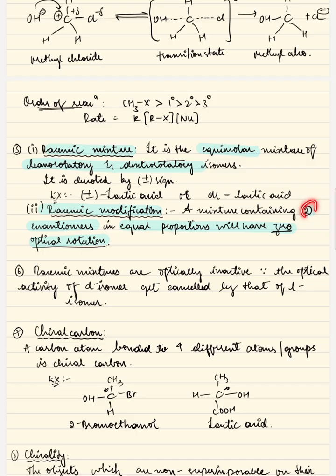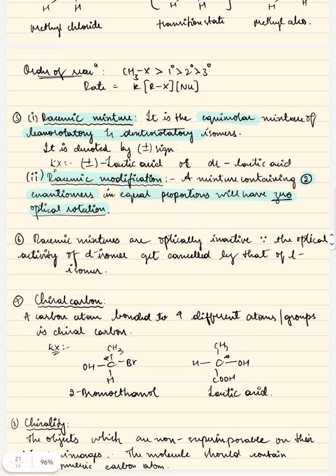Okay, a mixture having two enantiomers in equal proportion will give zero optical rotation. It is racemic modification. Next, racemic mixtures are optically inactive. Why are they optically inactive? Because the optical activity of the D isomer gets cancelled by that of the L isomer, and not the L isomer by the D isomer.